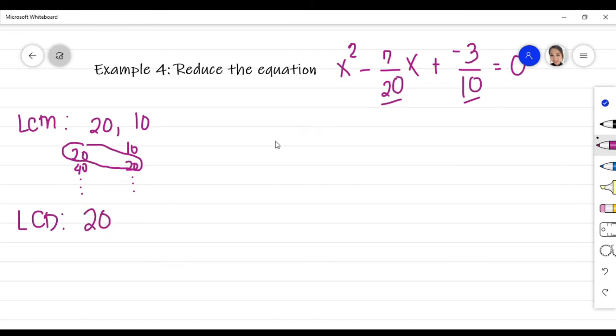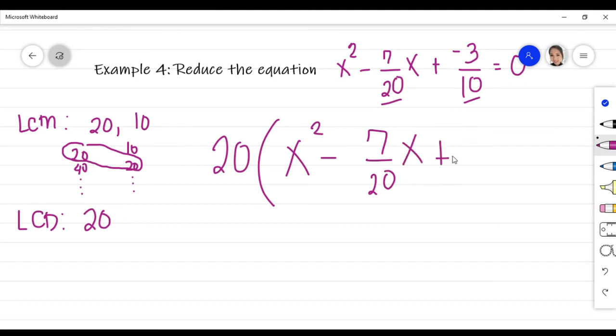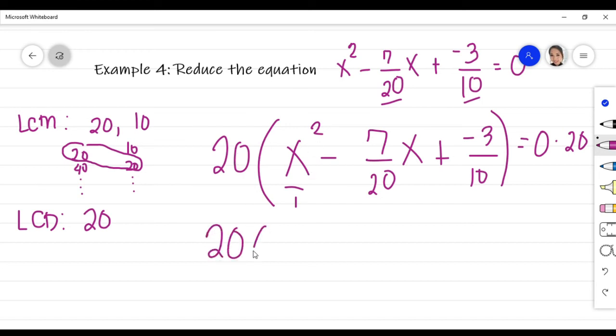Now, what we will do with the LCD again, we will multiply it to each term of our equation here. So 20 times, so copy x squared minus 7 over 20x plus negative 3 over 10 equals 0 times 20. So 20, remember the x squared here has a denominator 1. So 20 times x squared, so that is 20x squared. So we might not write over 1 anymore here because it's already understood. Then 20 minus, 20 times negative 7x. That is negative 140x.